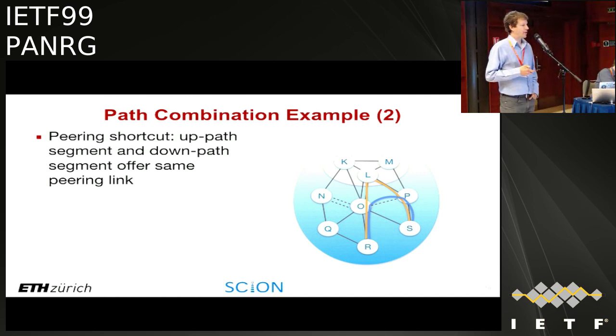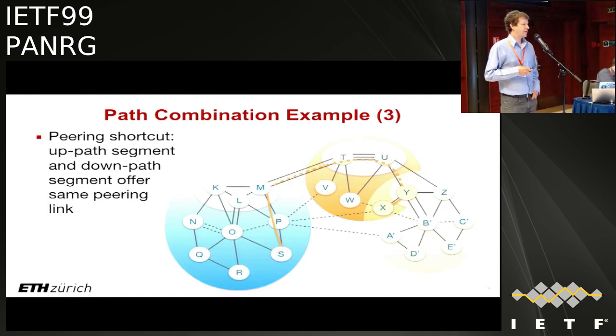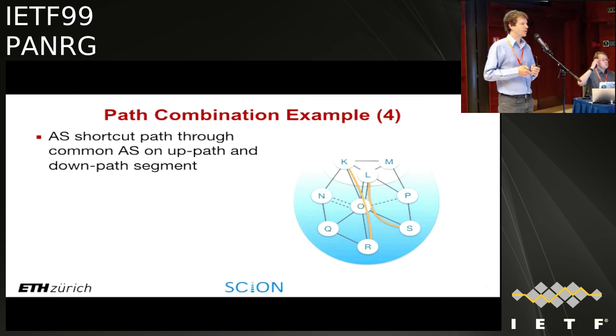Here's another example where the peering link from P to X is being used. And what's important in SCION is that the sender has transparency of the path. So the sender sees that its packet will leave the blue isolation domain and enter the green isolation domain at this level. So you get some amount of path transparency for the sender. Here's another example of a shortcut path similar to the one I already showed earlier.